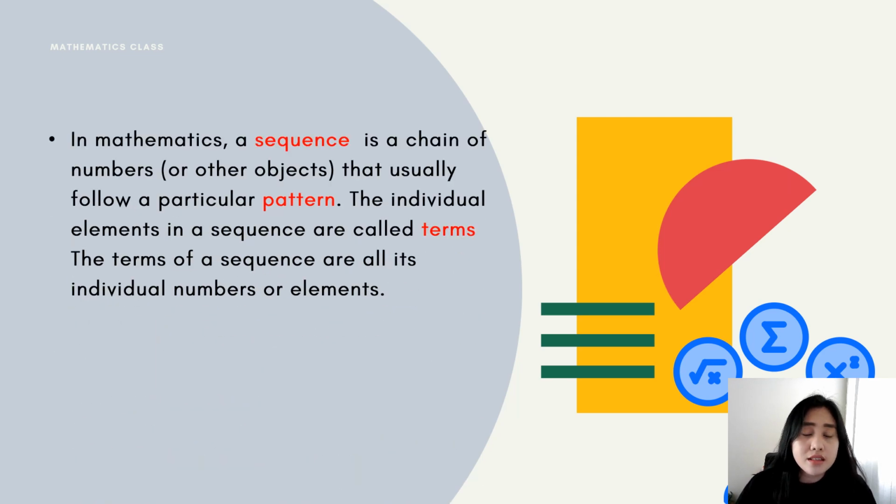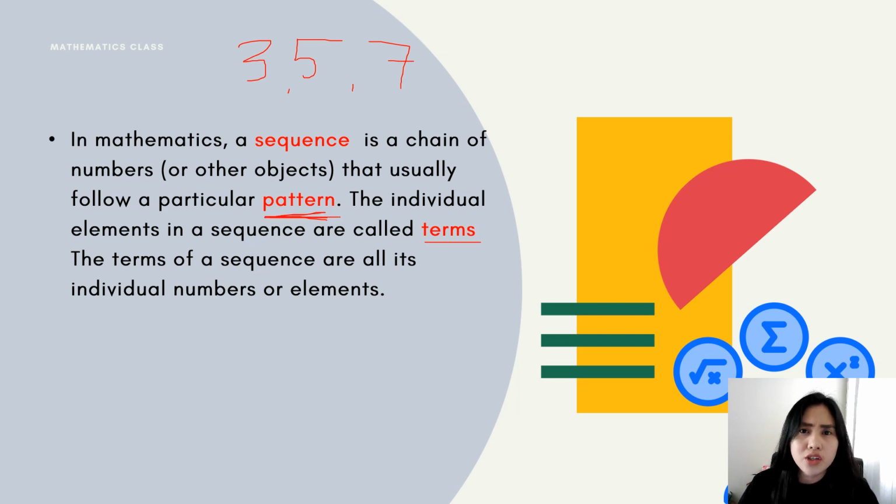In mathematics, a sequence is a chain of numbers or other objects that usually follow a particular pattern. The individual elements in a sequence are called terms. The terms of a sequence are all its individual numbers or elements. Halimbawa, 3, 5, 7. Ito ay isang halimbawa ng sequence dahil meron siyang sinusundang pattern.